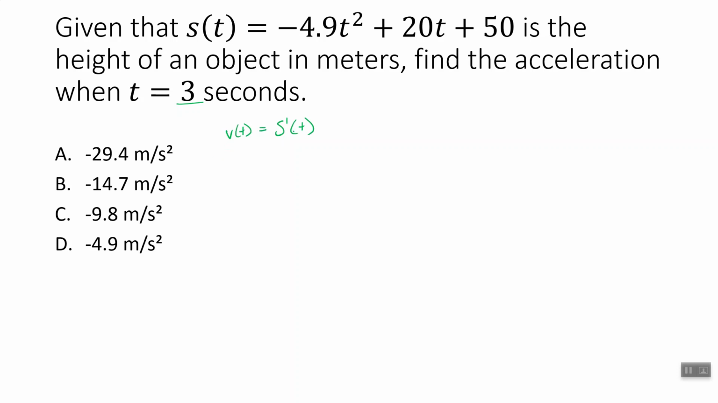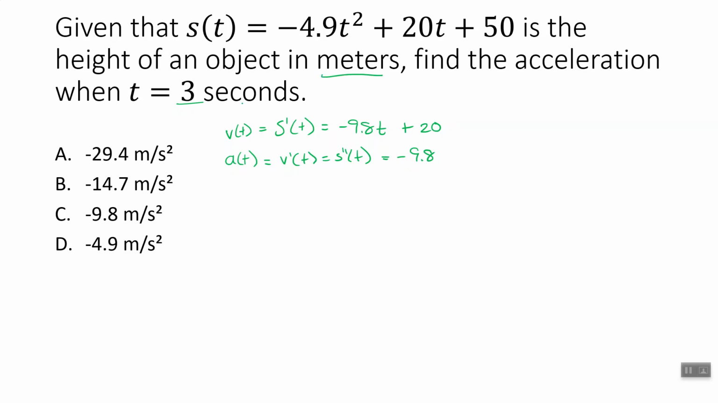All right, so velocity will be our first derivative. We bring down the 2 here, we get negative 9.8 t plus, derivative here is 20, derivative of 50 goes away. Next up, our acceleration is the next derivative. It's the derivative of velocity, or the second derivative of position. So here it's just negative 9.8, and the derivative of 20 is 0. So we just get that our acceleration is negative 9.8.